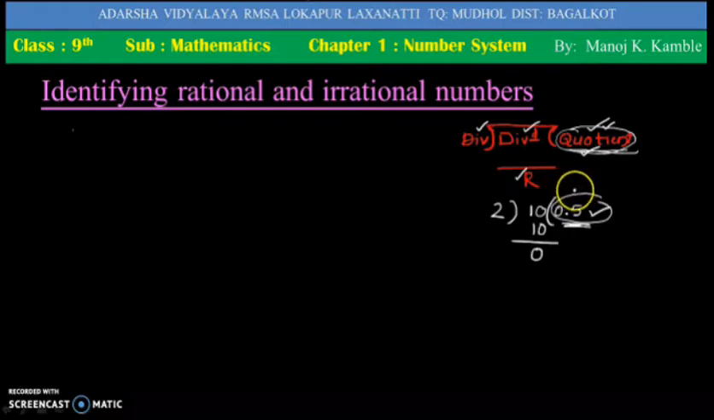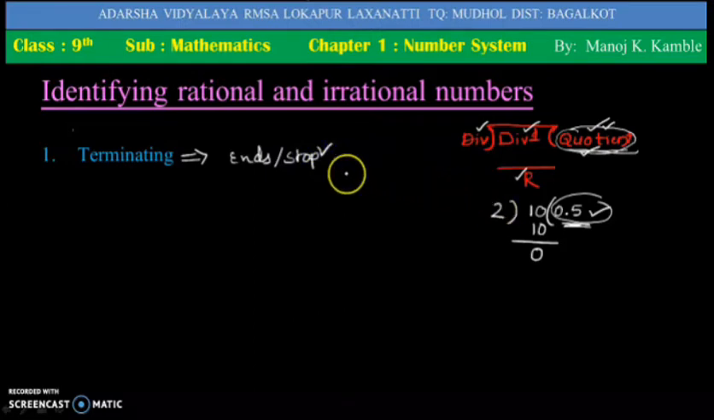To study this, we have to know the meaning of four terms. The first one, terminating. What is the meaning of terminating? Terminating means the decimal expansion stops or ends. Check it out: we already solved the example 0.5. This is the quotient and this is the decimal expansion. After the decimal point, 5 is only one digit, so it stops. If the decimal expansion stops, then it is called terminating.